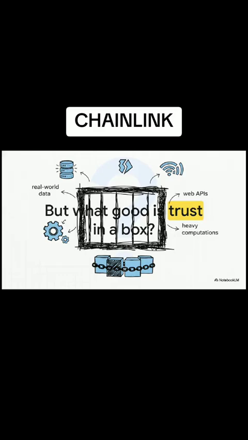Okay, but here's the catch, right? That incredible security comes with a pretty big price. A smart contract is, for all intents and purposes, trapped inside its blockchain. It has no idea what's happening in the real world. It can't check a stock price, it can't connect to a banking API, it can't do any heavy-duty math. So you have to ask, what good is all that trust if it's stuck in a box?